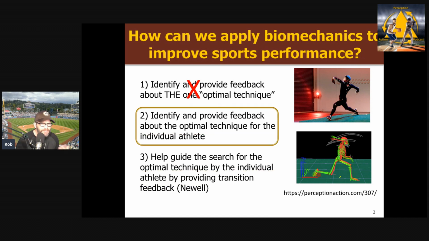The third one is probably going to be the best answer, right? And this is the one that Paul Glazier, as I said, talks about. Instead of trying to identify and give you feedback about the optimal technique, it's to help support your own search, admitting that we probably can't identify it no matter what we can measure. We can't identify your own optimal technique, but we can help guide your search for it. And in particular, we can give you what's called transition feedback, right? Which is a concept Newell came up with that I've talked about a few times on the podcast. The idea is that transition feedback is not feedback about how you're doing now. It's feedback about how your search is going, whether the change you've made is moving you towards a better performance, right?